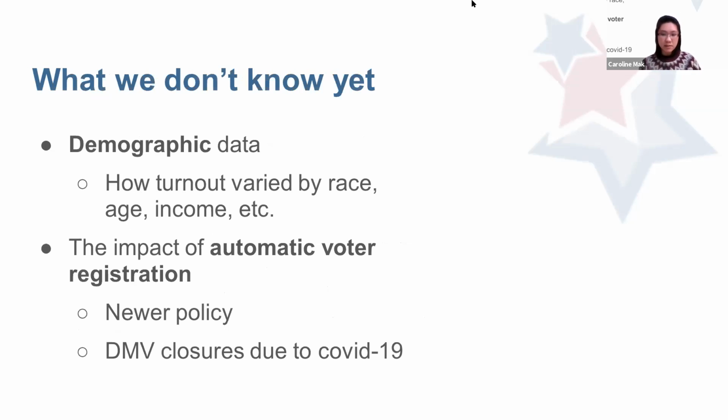One is how these policies impact certain demographics like race, age, and income. And the other is actually the impact of a really big policy, automatic voter registration, which, because it's newer and because of COVID DMV closures, we don't yet have enough data to say much conclusively. Okay, so I'm done. Let me turn it over to Caitlin, who will introduce Michael and walk us through the report findings.